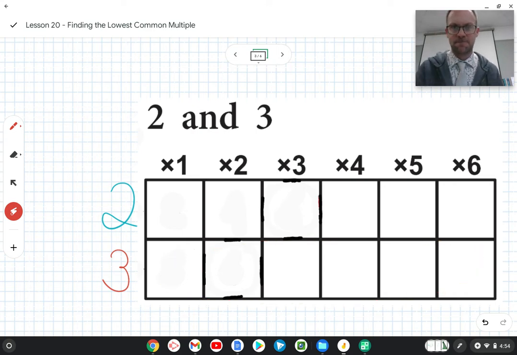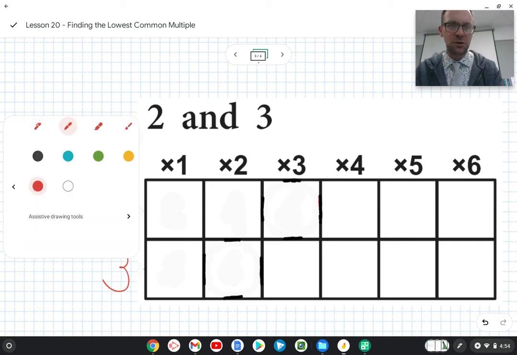of 3. All right, and what we're looking for is the first time, the smallest number, the smallest multiple that 2 and 3 have in common. In other words, the smallest multiple that shows up on both lists. All right, so let's do that.